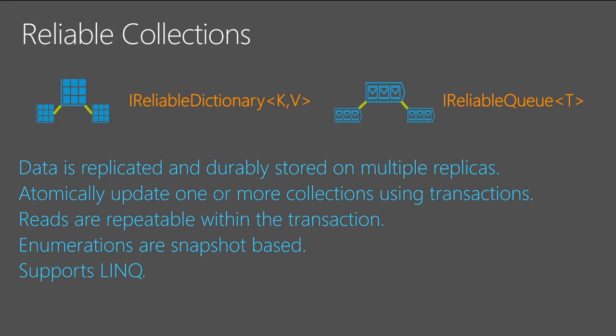They do support repeatable read isolation, so it means that you can read values you wrote within the same transaction. And enumerations are snapshots, so they provide a consistent view of the data when the enumeration started. And by the way, speaking of enumerations, all these collections are IEnumerables, so you can do LINQ queries on them as well.